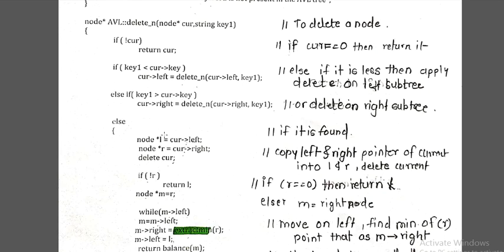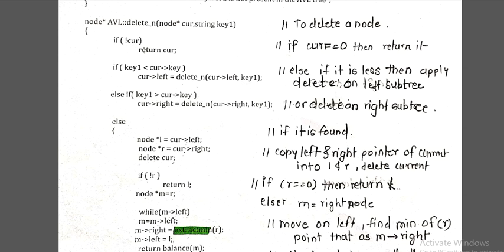So for deleting, again we are checking the key we want to delete. If my current is equal to 0, then we have to return that current node. Whatever key I want to delete, first I have to search for that key in the whole tree. So I check whether it is less than my current key. If it is less, then I apply the delete operation onto the left subtree. If it is greater than the current key, then we apply the delete operation onto the right subtree. In this way it will apply the delete operation.